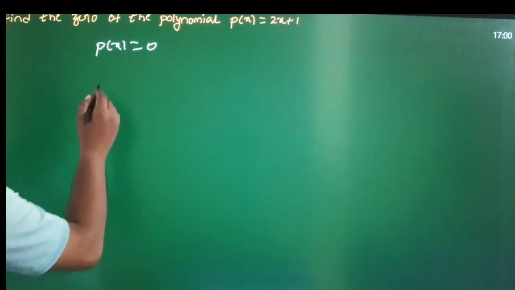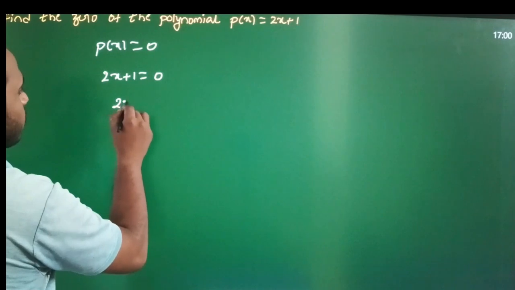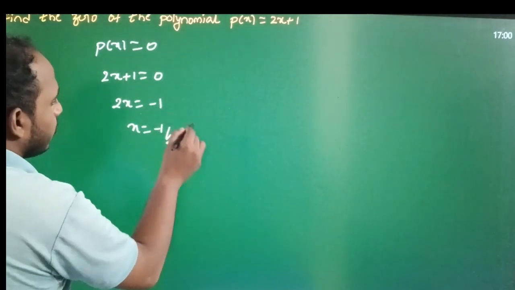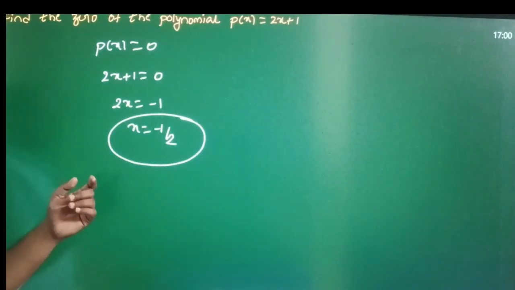Now we equate p of x equals to 0. Then 2x plus 1 equals 0, so 2x equals minus 1, and x equals minus 1 by 2. Here minus 1 by 2 is the 0 of the polynomial 2x plus 1.